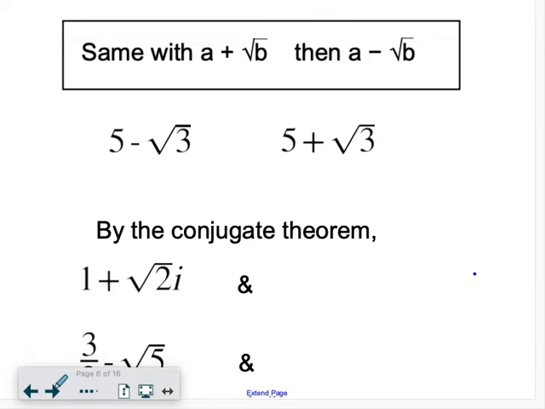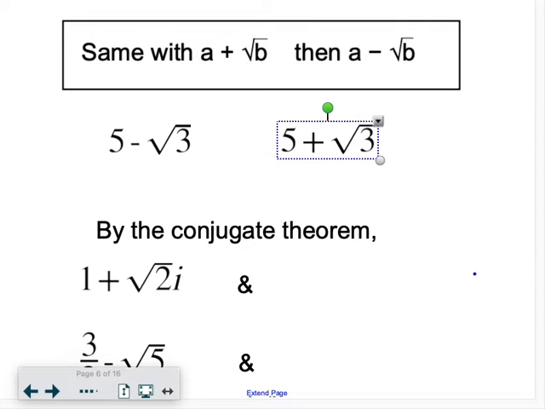So if you have a root that deals with a radical that does not simplify any further, meaning you have a radical in your answer, the conjugate to that root or zero is also a root or zero. So a plus root b, then a minus root b, right? So if 5 minus root 3 is a root or zero, then 5 plus root 3 is the other root or zero, no matter what. So again, if I give you one, you're responsible for saying that's the other one.